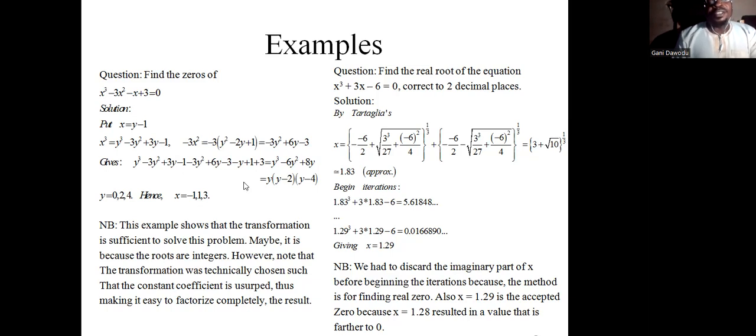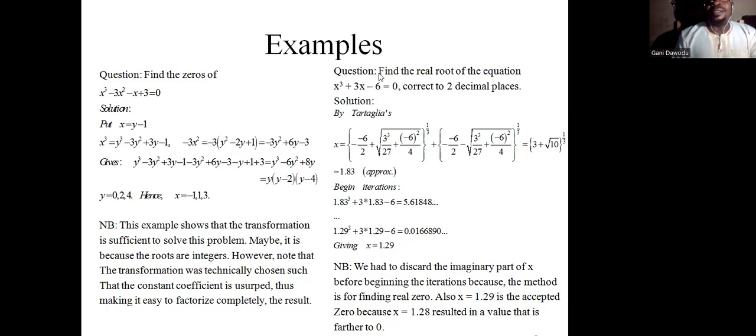So the transformation can be technically chosen such that the constant coefficient will be usurped, which is the case here. If I had followed the normal transformation, it would have been y plus 1 here. But that will not usurp the constant coefficient. So you've got to study it. Sometimes this does the work better.